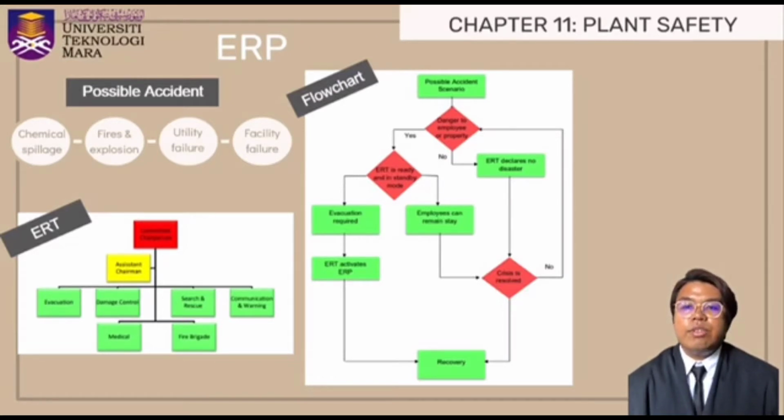So the first diagram shows the emergency response team. That is a committee built from various divisions and units with their respective responsibilities in order to manage the emergency response plan and as a prevention measure to control the hazards. While the second diagram shows the flowchart for the procedure that can be taken for the ERP.